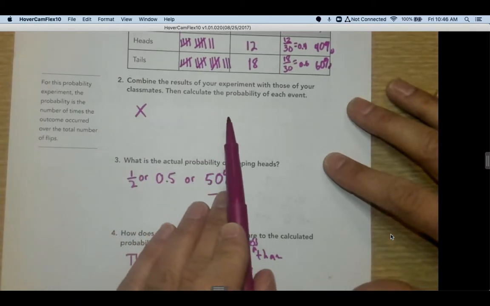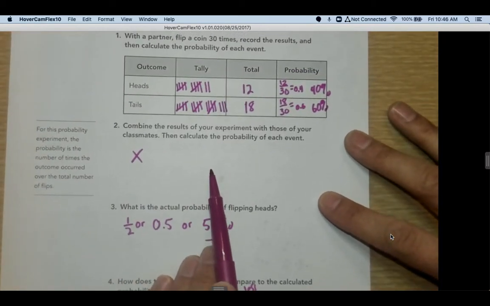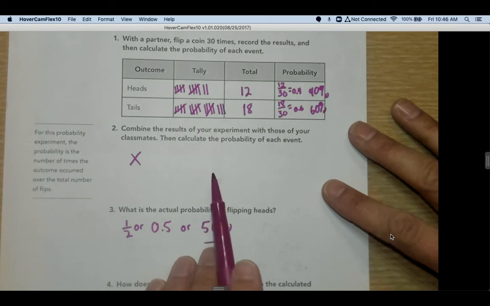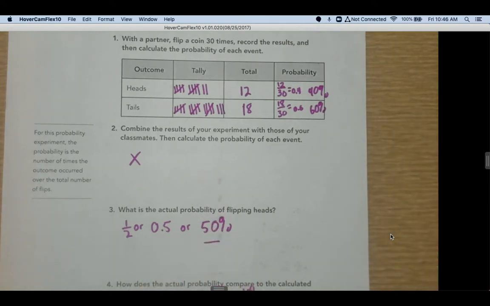What they would have liked to have had us do is, if the whole class does this, that would have been a whole bunch more trials. And the more trials, typically the closer you get to the theoretical probability. The experimental probability is going to be different, but the more you do the experiment, the closer it usually gets to the theoretical probability. And that's what they're going to try to show us by doing it with the whole class.